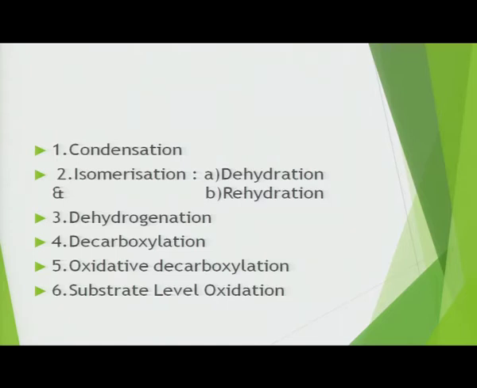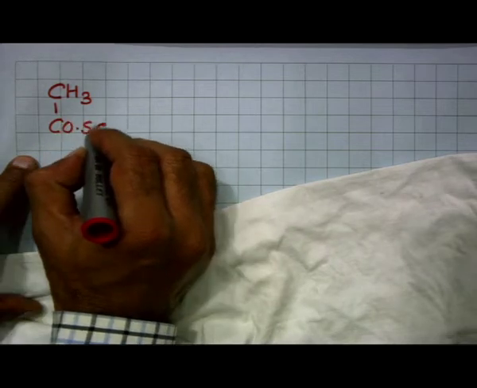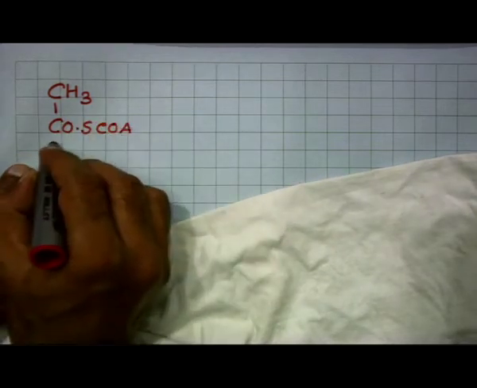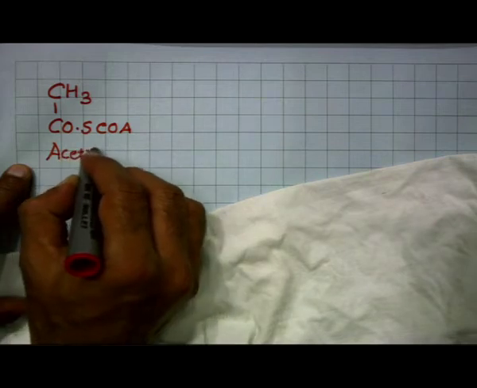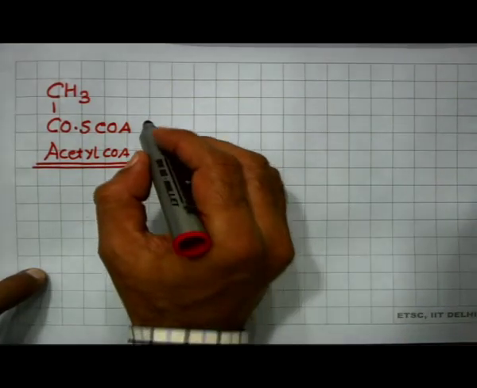First of all, the condensation process. The first step of condensation takes place in mitochondria, and the first product which is formed in the oxidative decarboxylation, that is acetyl coenzyme. This acetyl coenzyme, which is a 2 carbon compound, we have already discussed, acts as a substrate of the Krebs cycle.